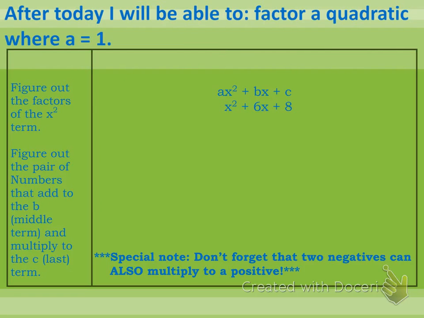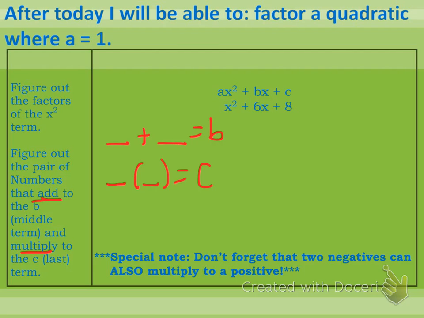Now, we've already done it with the blocks, and we've done it for 2 days. So, here's what you do. First, you figure out a pair of numbers that add to b and multiply to c. So, that's what we have to do. We have to figure out what number plus what number equals b, and what number times what number equals c.